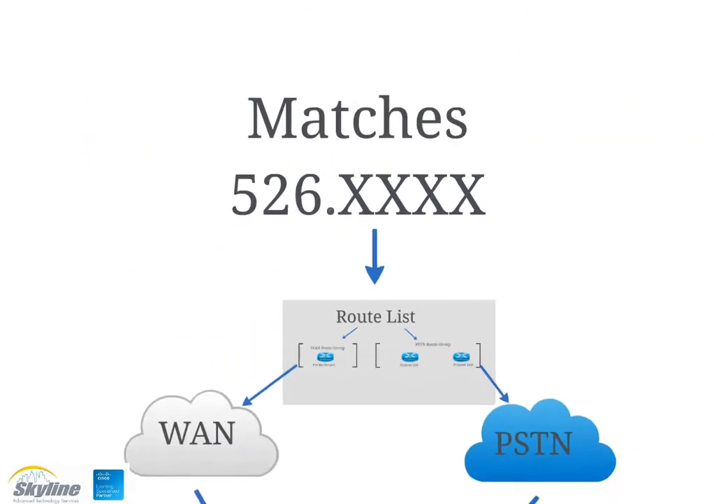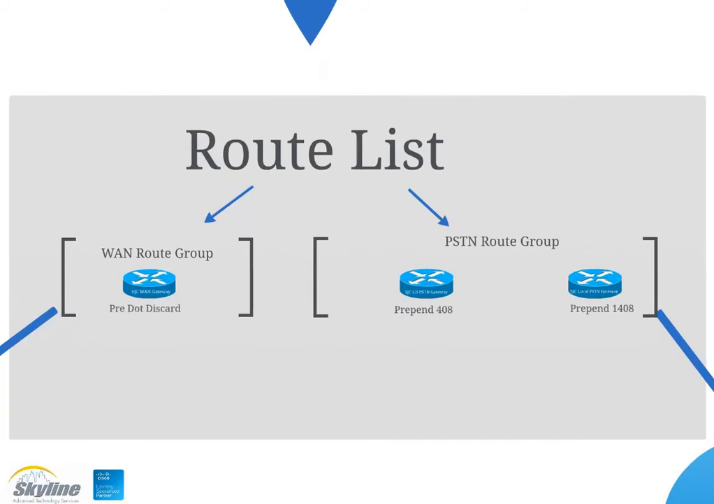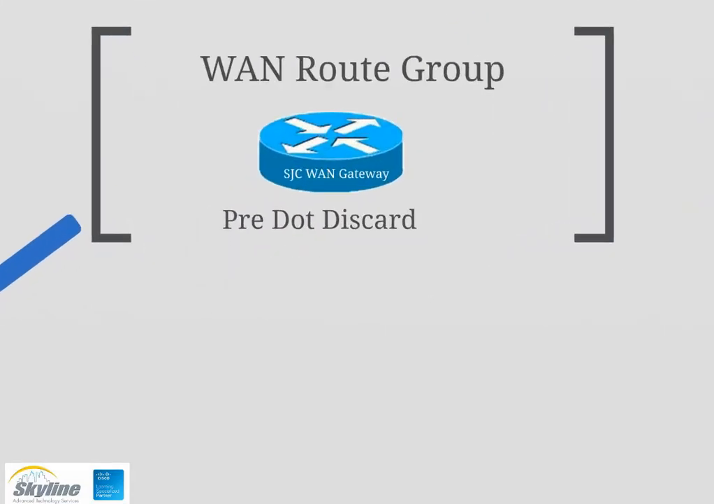So after Communication Manager matches the pattern, it will point to a route list. The route list is going to point to one or more route groups. The route groups will be in an ordered list, and it's going to send the call to the first route group. Now, a route group is going to contain one or more gateways. In this case, the WAN route group is the first one on the list, so the call is routed to the WAN group. You'll see the rule there is pre.discard.